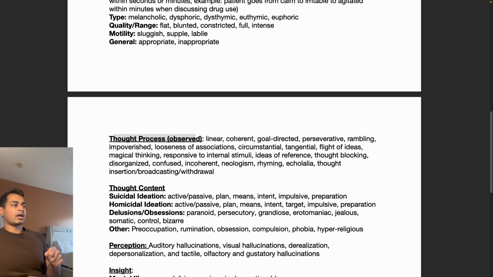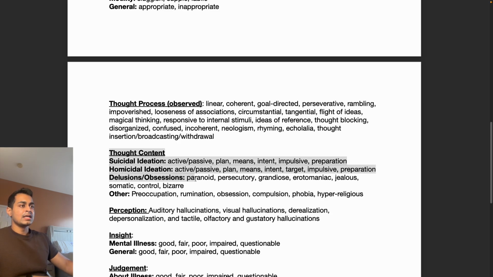Circumstantial is more like, you ask them a question and they start somewhere and go around but end up answering the question, versus tangential is, you ask a question, they give some answers, but it's going totally off track. They're not really answering the question. Those are the differences between circumstantial and tangential. Flight of ideas is something you're going to see in mania.